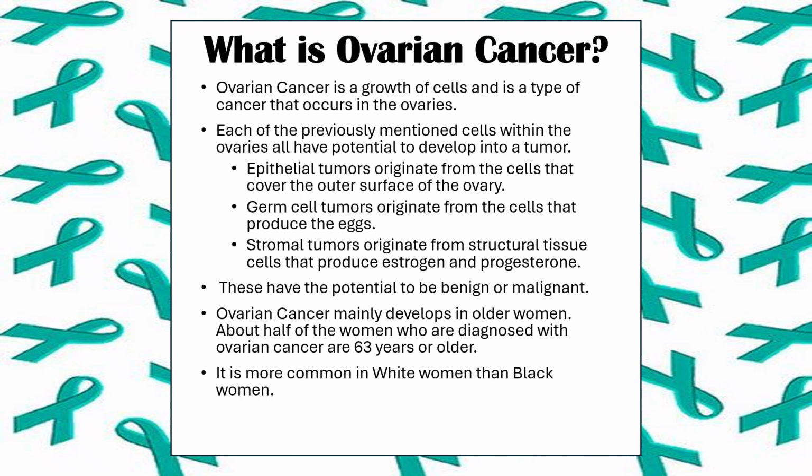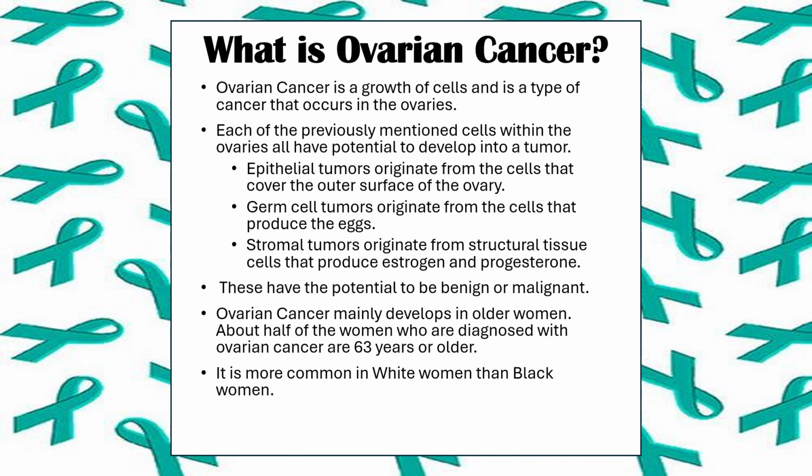Now, what is ovarian cancer? Ovarian cancer is a growth of cells and is a type of cancer that occurs in the ovaries. Each of the previously mentioned cells within the ovaries all have the potential to develop into a tumor. Epithelial tumors originate from the cells that cover the outer surface of the ovary. This is the most common type of ovarian cancer, and it can be further divided into subtype 1 and subtype 2. Germ cell tumors originate from the cells that produce the eggs.